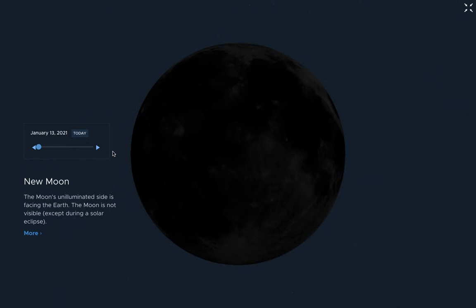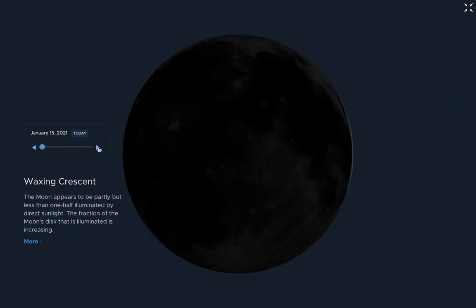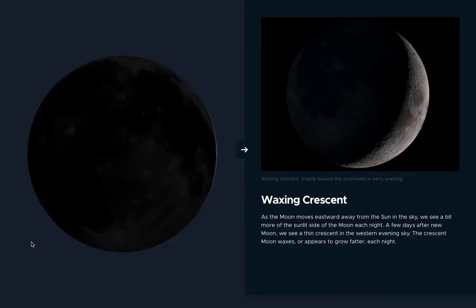Okay, so then we'll move on. So it's jumped straight to the 15th there. So that's tonight. There's a waxing crescent. Okay, so the moon appears to be partly but less than half illuminated by direct sunlight. And it's waxing, so the fraction of the moon's disk that's illuminated is increasing, okay? It's getting wider, so it looks a bit nicer here. So this is kind of the idea.